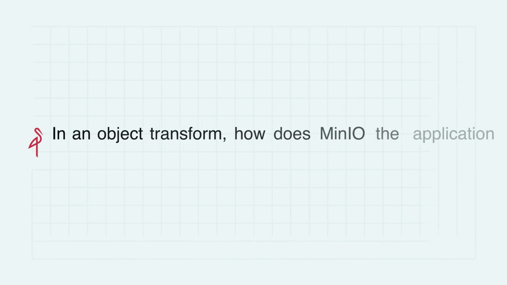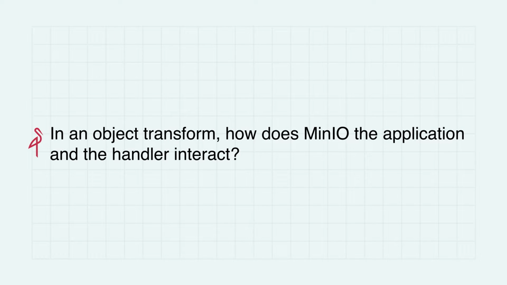So, Harsha, take me through the flow here. You've got three actors in an object transform. You've got MinIO, of course, and then you've got an application, and you've got a handler. So, how do those three things really interact with each other?